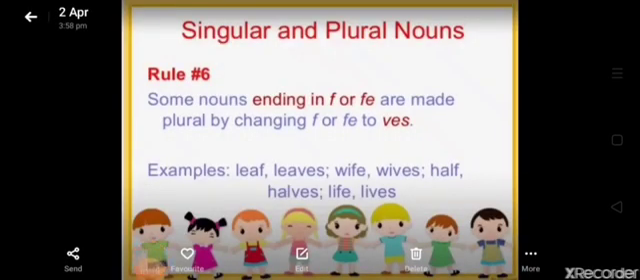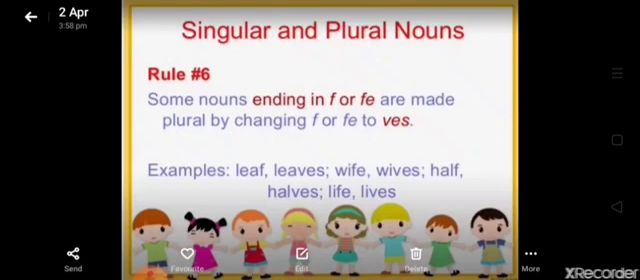Rule number 6. This is a very important rule, and we are using so many nouns which end with f and fe, like knife, life, leaf. So, some nouns ending in f or fe are made plural by changing f or fe to ves. We have to remove f and fe. In place of f and fe, we are going to write ves whenever we are making plural.